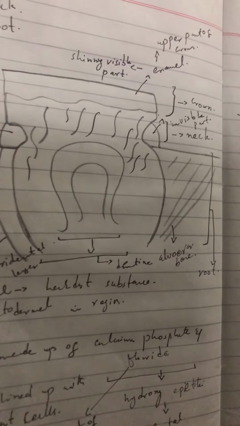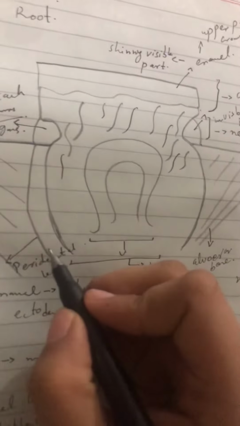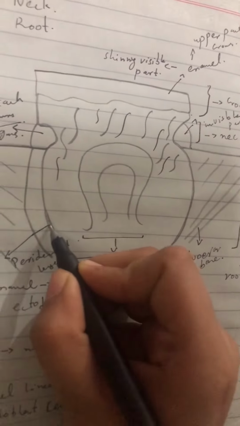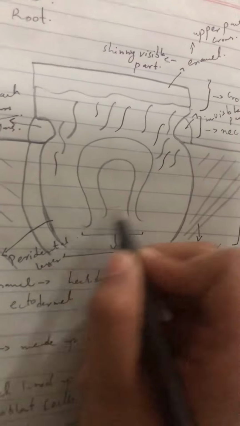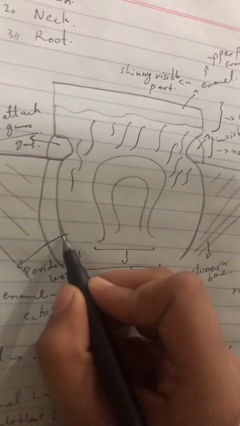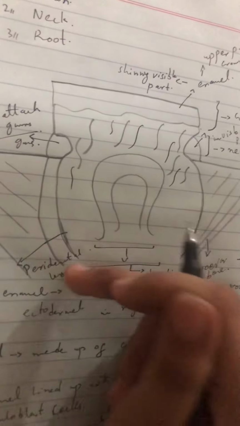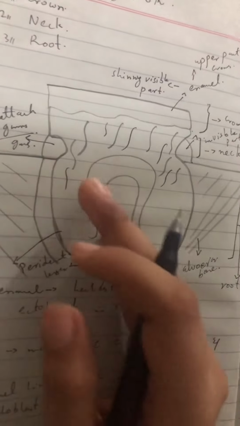After that, this is the periodontal membrane. This is the outer layer of the dentine. This is the dentine part, so this is called the periodontal membrane or periodontal layer. That is the outer layer of the dentine.